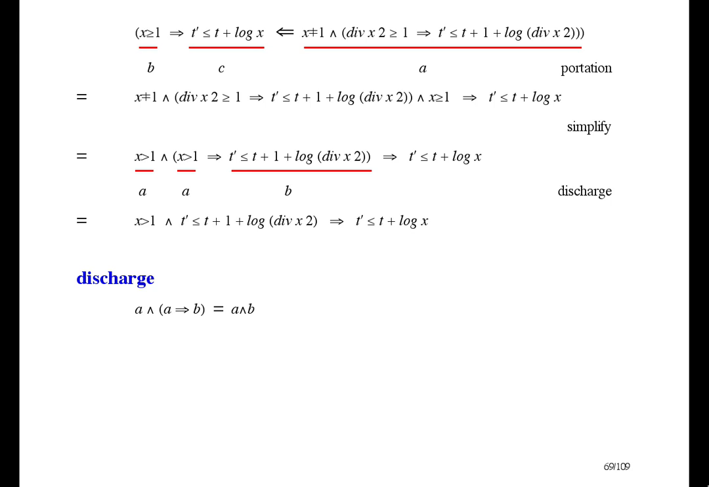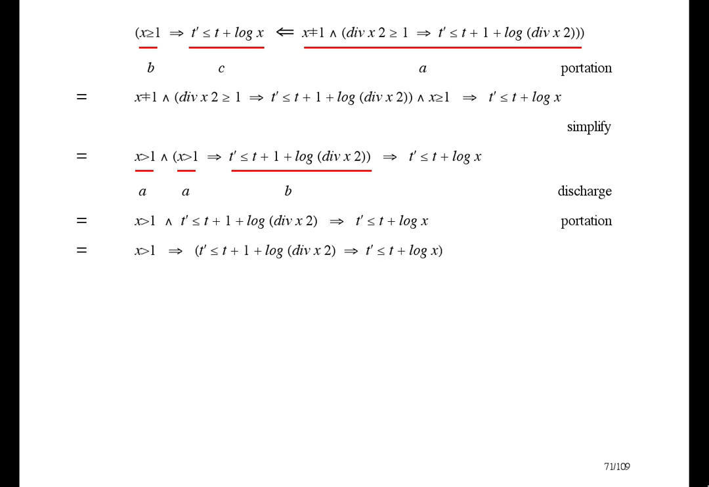We're getting there. Now we have a conjunction implying something, and we have to use portation again, but in the opposite direction from before. We have to pull x greater than 1 out of the antecedent and make it an antecedent all on its own. And the point of that portation was to be able to use the connection law. We have t prime less than or equal to something implies t prime less than or equal to something else. Connection says that's true if the something is less than or equal to the something else. So we simplify, but this time we have reverse implication in the left margin. But it's all right because we're aiming for true.